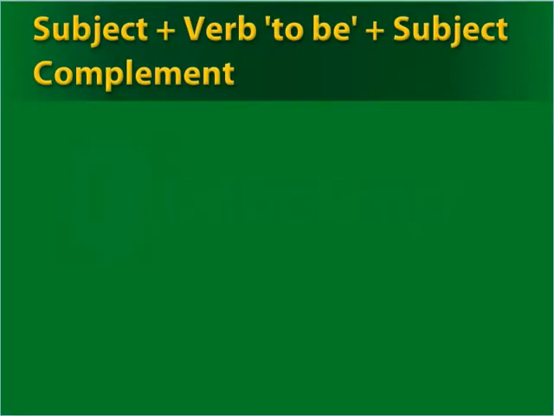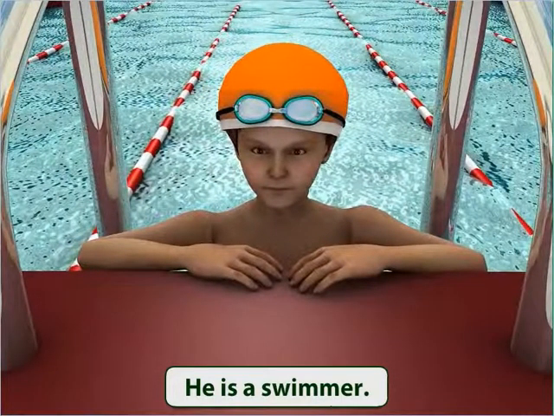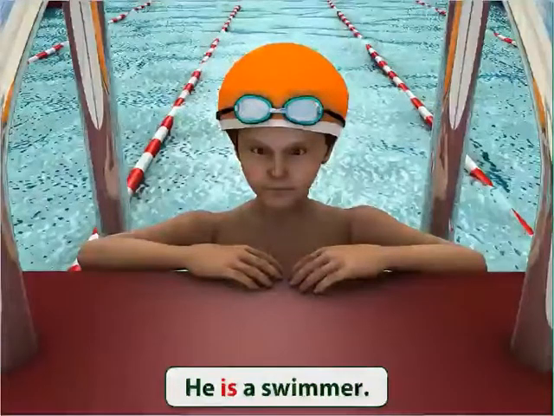Subject plus verb to be plus subject complement. Example: he is a swimmer. In this sentence pattern, is is the form of the verb to be and is followed by the subject complement swimmer.